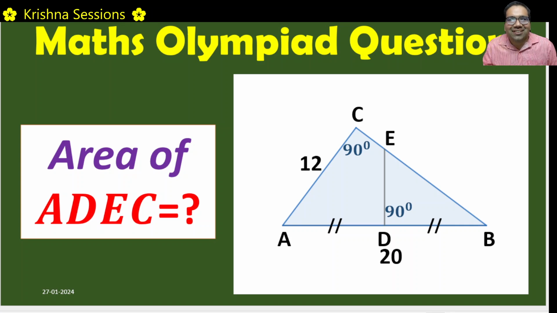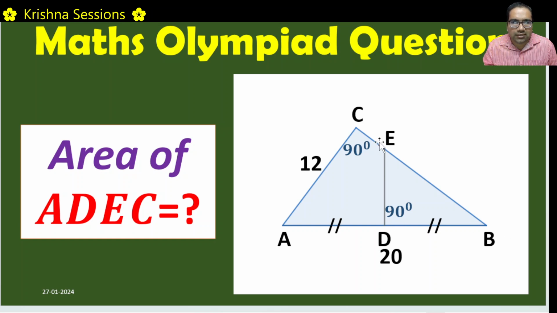Good evening, guys. Let us do a beautiful problem. Here, a right angle triangle ABC is given, with the right angle at C. Now, a perpendicular is drawn on AB, a perpendicular bisector. AD is equal to DB. This means AD is equal to DB.